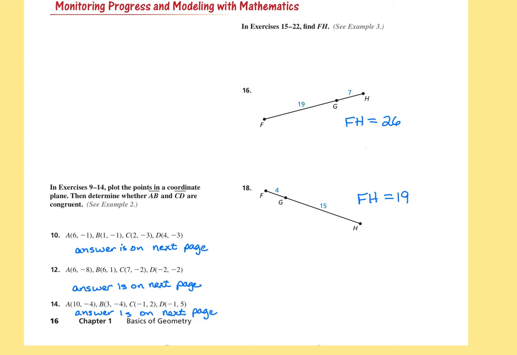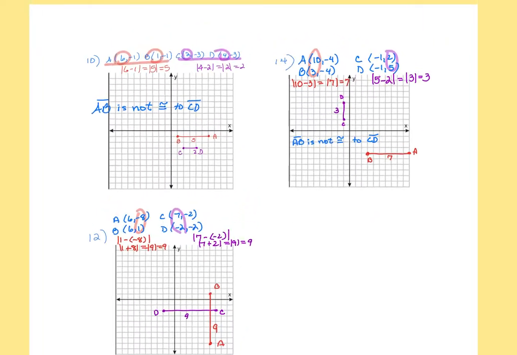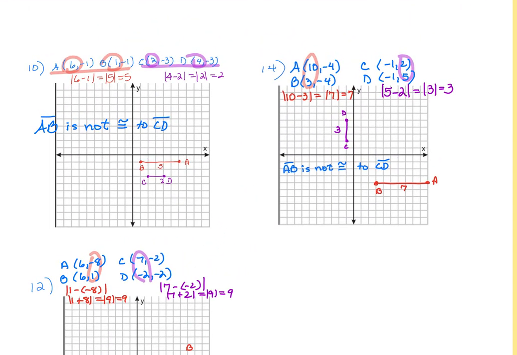16 and 18. 16 is 26. 18 is 19. You just had to add those two together. And yes, there will be stuff that is on level with that, pretty easy, mixed in with the rest of the questions. Okay? For the test, do we have to put FH equals? No. Just give the number.